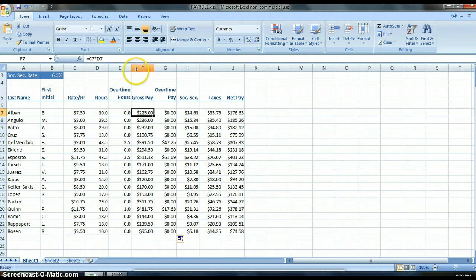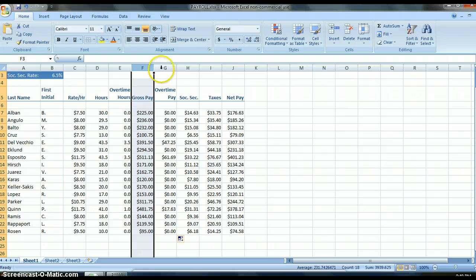And actually, we have a couple columns in the wrong places. Our gross pay and overtime pay are mixed up. This is an easy fix.